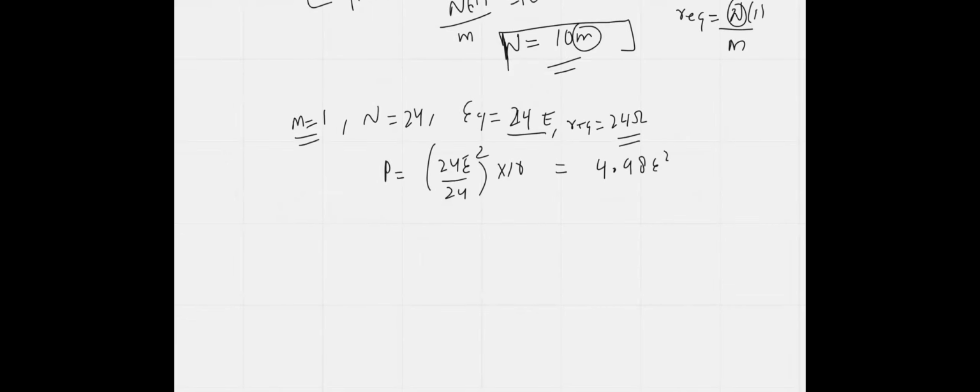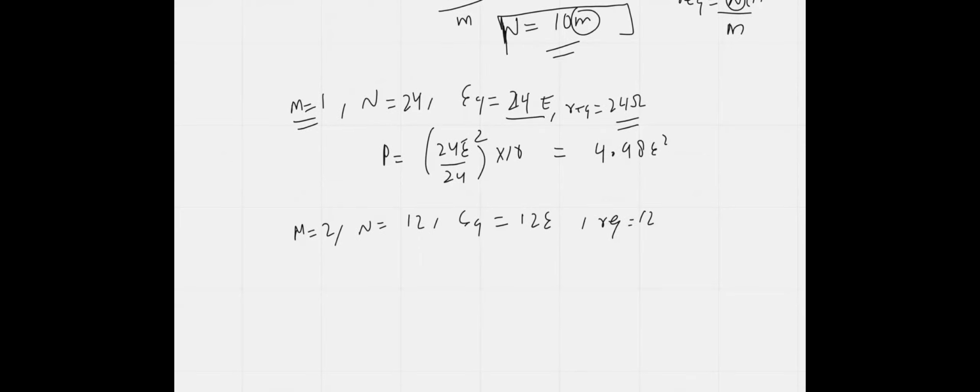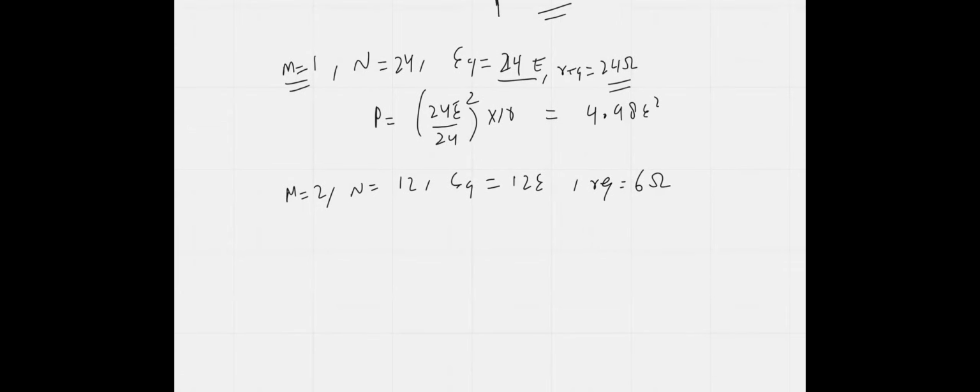If your m is 2, you can solve it further also, like n will come out as 12, it will be 12E, and R equivalent will be again 12. It should actually be 6, right? Yeah, it will be 6. Why is it 6? n by m, right? What is n? That is 12, and m is 2, so 12 by 2 becomes 6. So what is the power you are going to get?